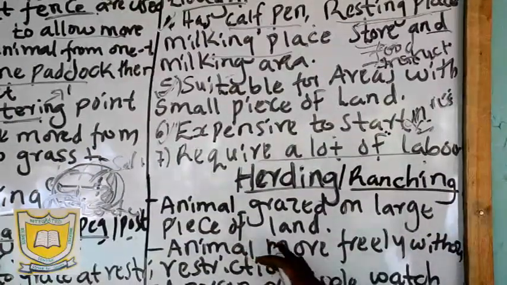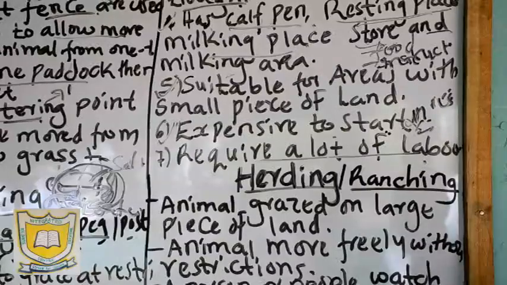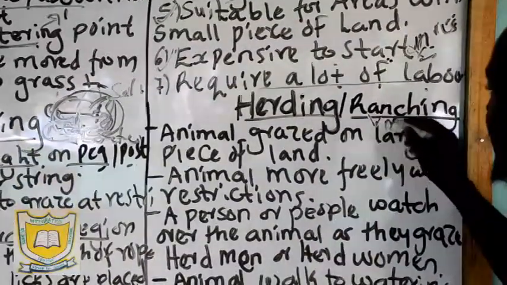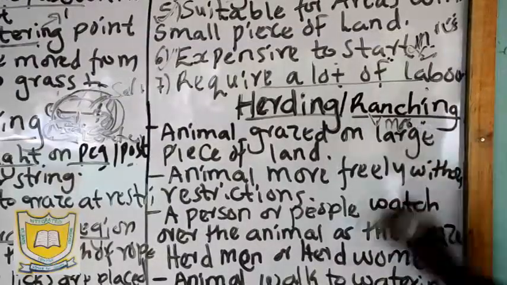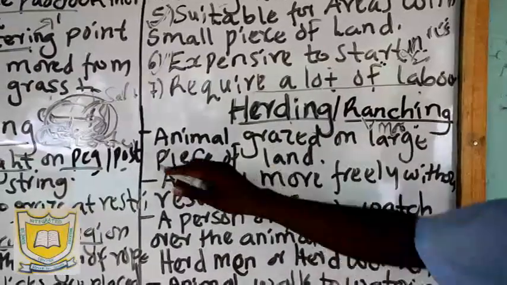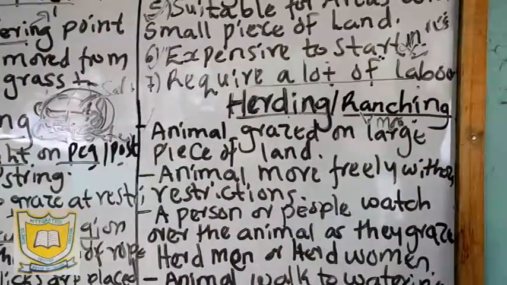Now, the last part, we are going to discuss the last method of grazing, which is herding. Herding is also called ranching. Ranching is the modern name of herding. Very fast, we are going to discuss the characteristics.